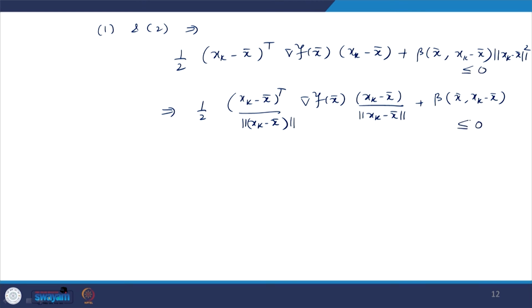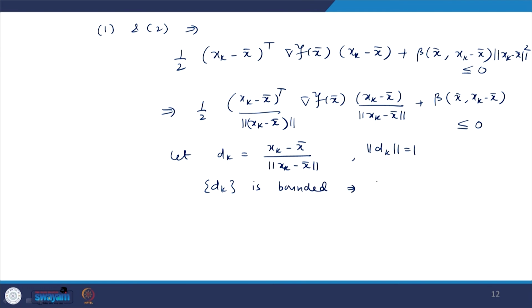Okay. Now, let d_k be equal to (x_k minus x bar) upon norm of (x_k minus x bar), and of course, the norm of d_k is 1. So, this d_k is a bounded sequence because the norm is 1. So, there will exist a subsequence of d_k such that d_k will converge to d as k tending to infinity.